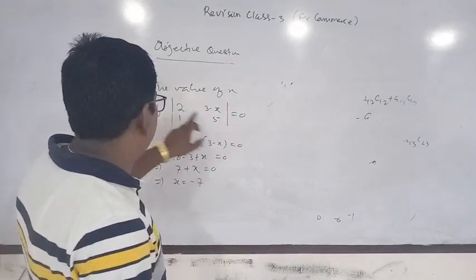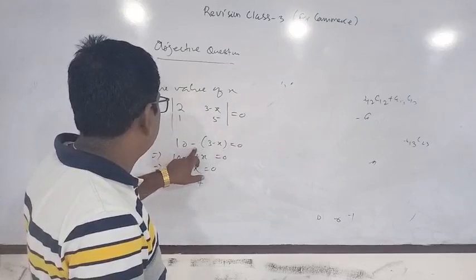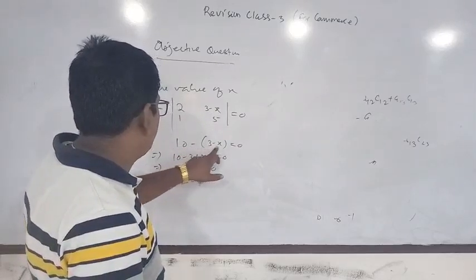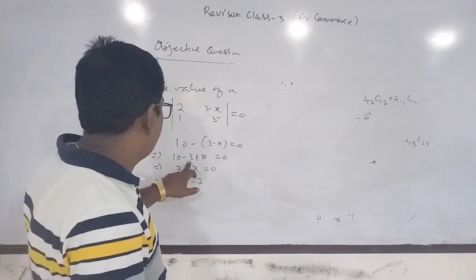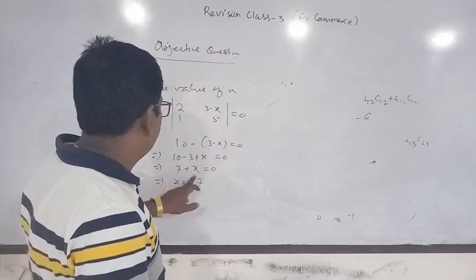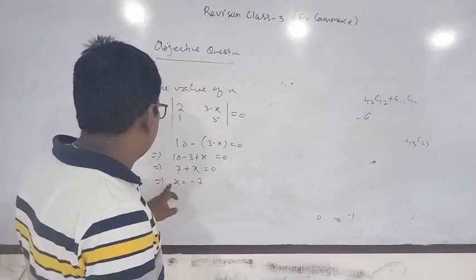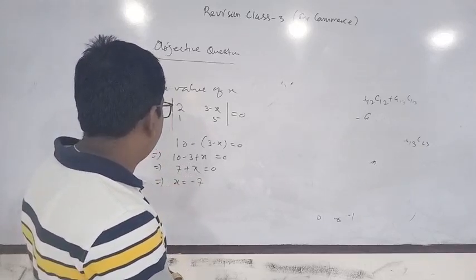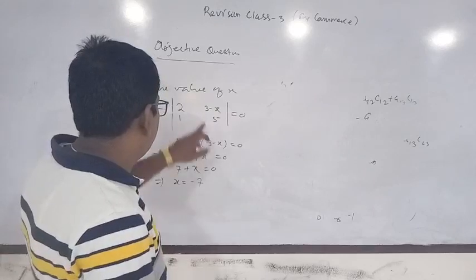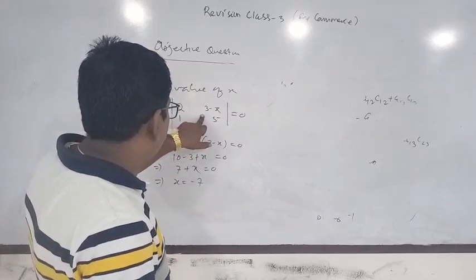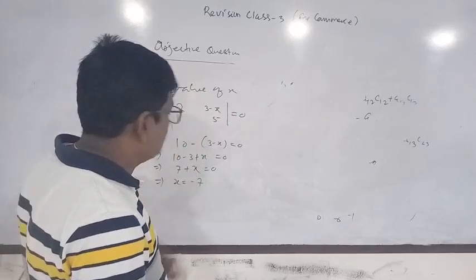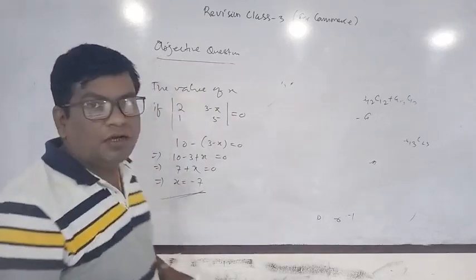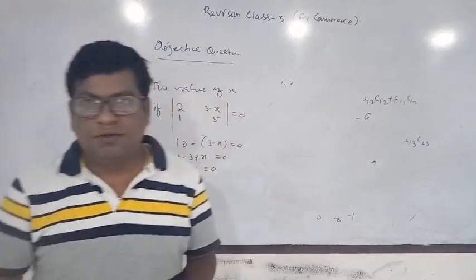So this is 10 minus 3 minus x, so 10 minus 3 plus x here. 10 minus 3 means 7, 7 plus x here. So x is equal to minus 7. If x is equal to minus 7, then this will be 10 minus 10, which is 0. Correct, it satisfies the question. These are the objective type questions. Thank you, have a nice day.